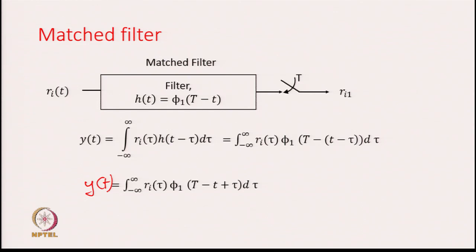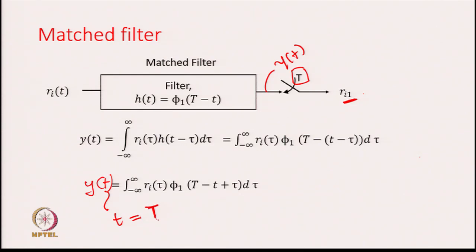Okay. Now, we have calculated y(t), and the idea is, suppose I sample this y(t) at capital T, I get R_I1. This is what I claim, and let us see if this is true. I want to look at this y(t) only at the time instance where t is the same as capital T. So, let us look at it.